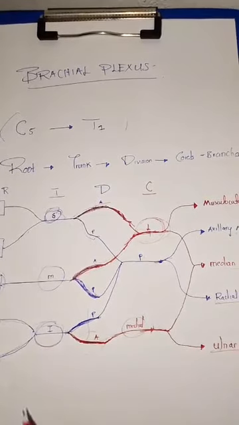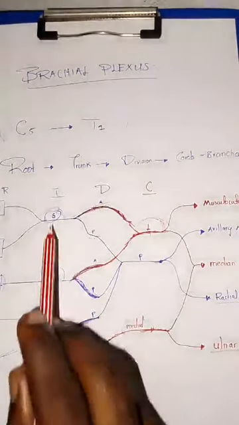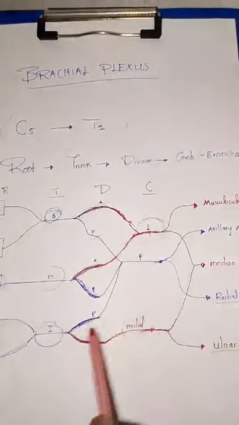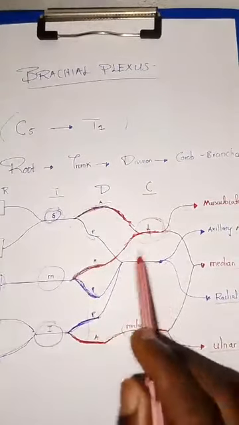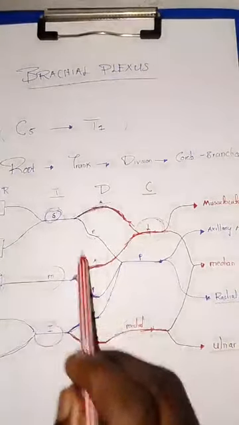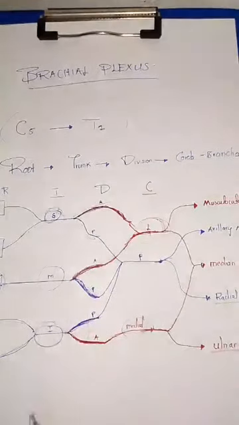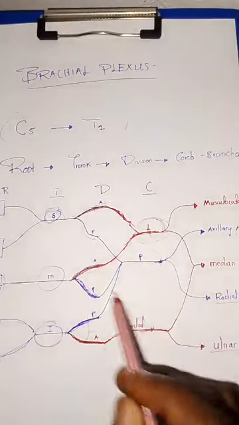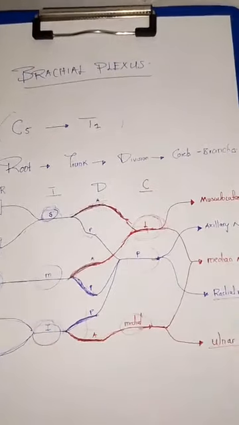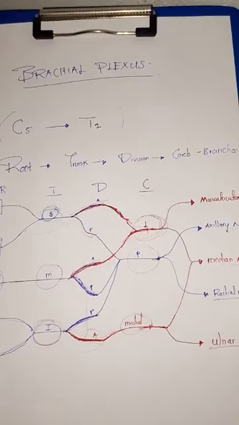Then we said that the posterior divisions of all these 3 trunks are going to join together and form what we call the posterior cord. And when the posterior cord, the lateral cord, and the medial cord are formed, they are now going to start giving off branches.